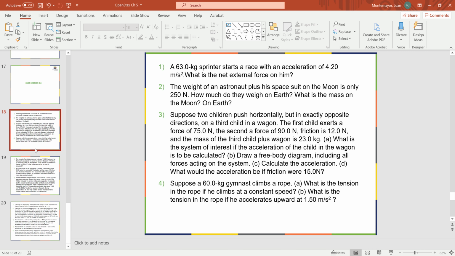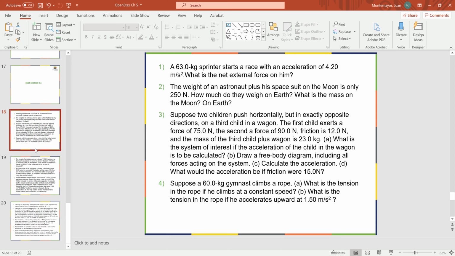Same thing for number 2. Number 2 is really just more of a force problem. So the weight of an astronaut plus his spacesuit on the moon is only 250 newtons. How much do they weigh on Earth? What is the mass on the moon and on Earth? So remember, mass doesn't really change, so the mass should be the same on the moon and on the Earth. The only difference here is that you have your force of gravity. Gravity on the moon is different than our Earth gravity, which is 9.8. It's less than that. And that's really the only substitution we have here.